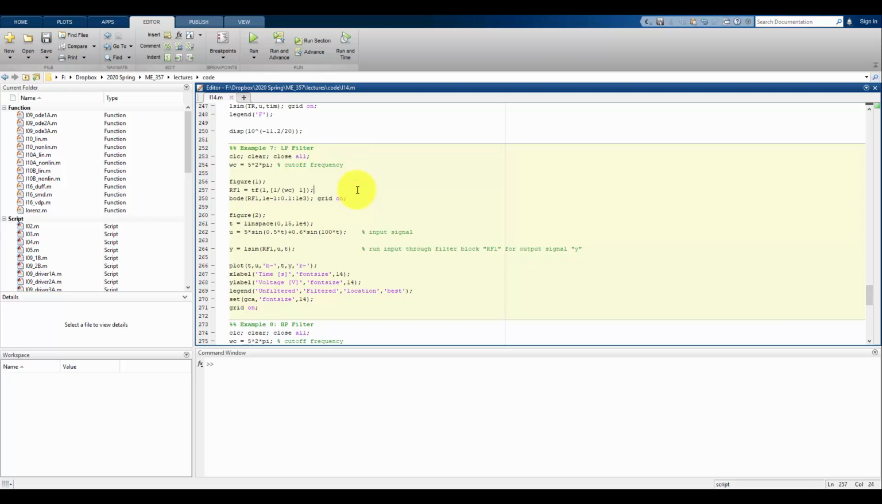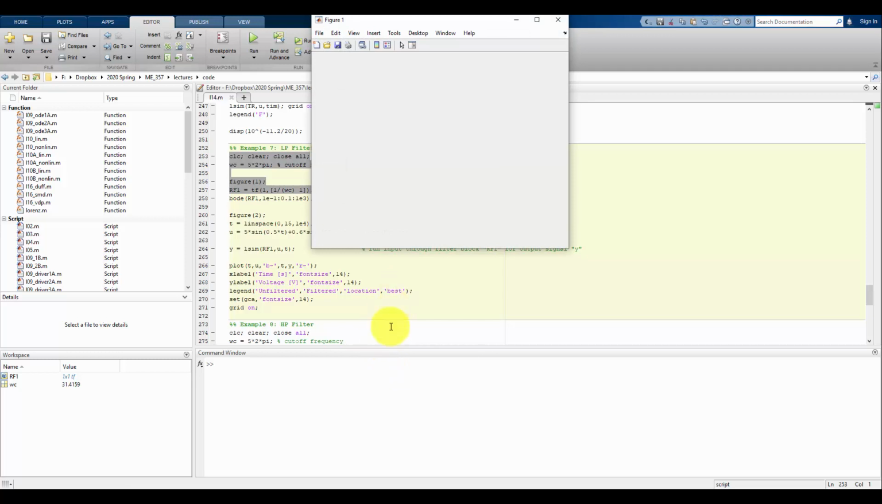In 257, I'm going to make my filter, or the transfer function for my filter. So just like we saw in the slide, the general form is going to be 1 over s over omega c plus 1. And then we're going to see the Bode diagram of that. So let me just run it so far here.